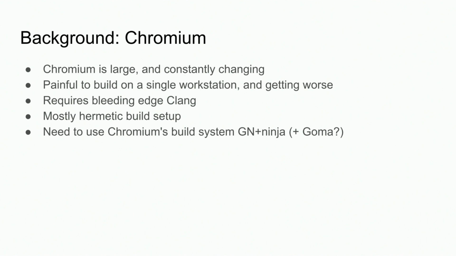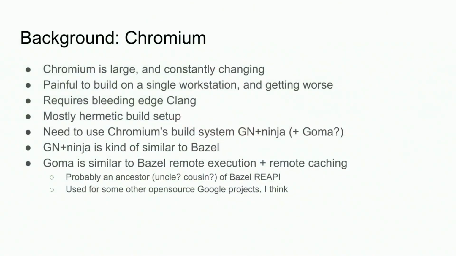And we're stuck using whatever Chromium decides to use for their build system. So this is GN plus Ninja, which sort of looks like Bazel from a distance. And if you're lucky enough to have Goma, this sort of looks like the Bazel Remote Execution API. Goma and Bazel have both come from Google, and they look very similar. One is probably an ancestor of the other. I assume Goma is older, but I don't really know. I think Goma is used for some other open source Google projects, maybe Android, but I have not played with this myself. It's injected into the build via a simple compiler wrapper, Goma CC, much like Ccache if you've ever used that.